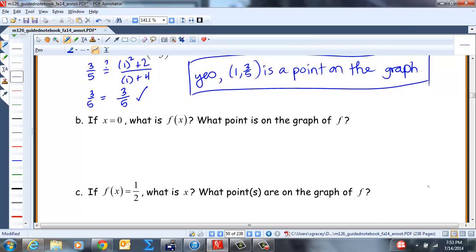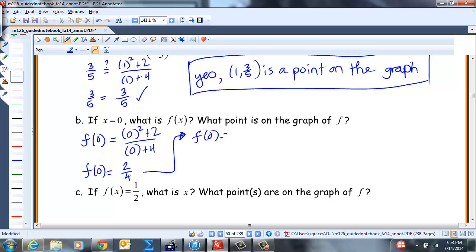If x equals 0, what is f at x? What point is on the graph of f? So if we plug in 0 for x, remember it was x squared plus 2 over x plus 4. So f at 0 will be 2/4. So that would give us f at 0 is 1/2. So what does that mean? That means the point 0, 1/2 is on the graph of f.